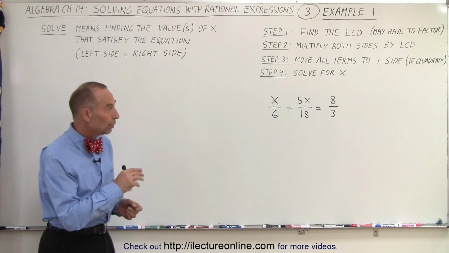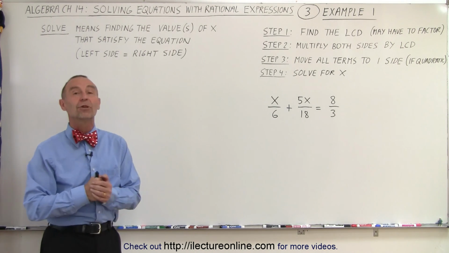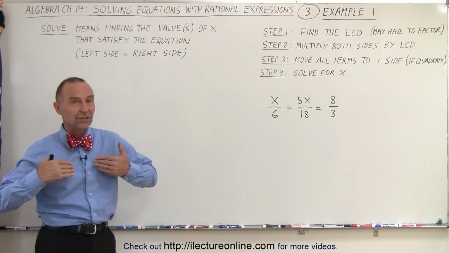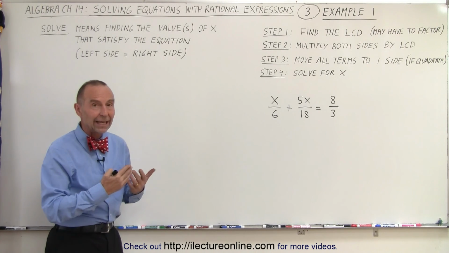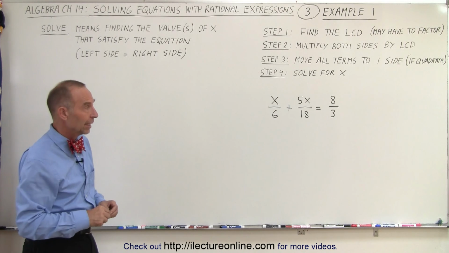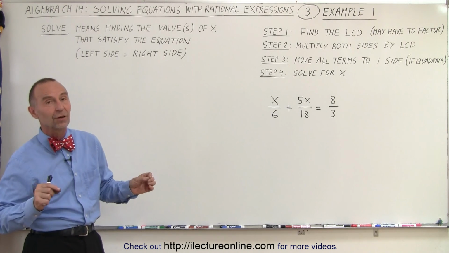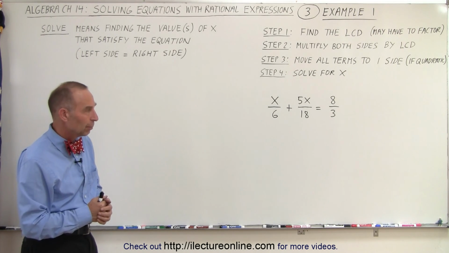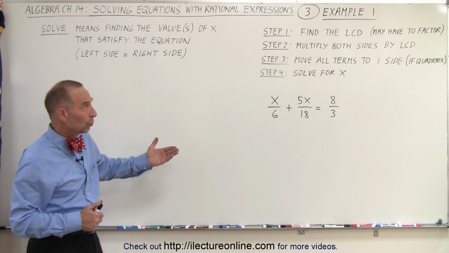Let's start here with our first example, and notice it's a relatively simple one. In addition, we do not have any variables in any of the denominators, which means we do not need to check to see if we violate the rule that we cannot have a zero denominator, because for every value of x, we cannot have a zero denominator.